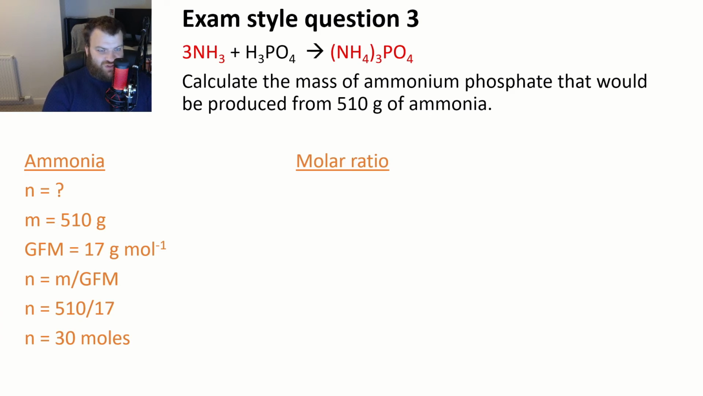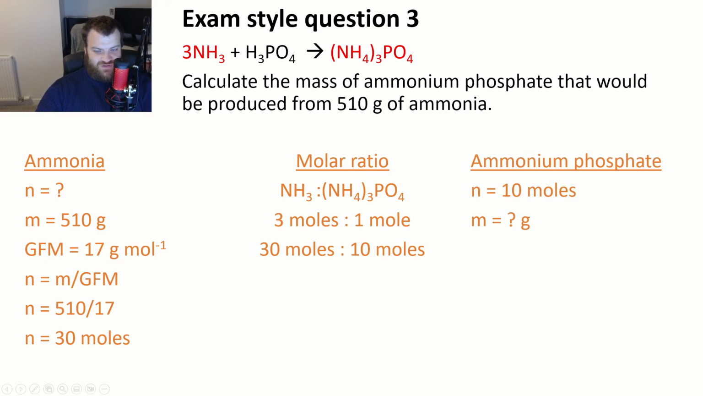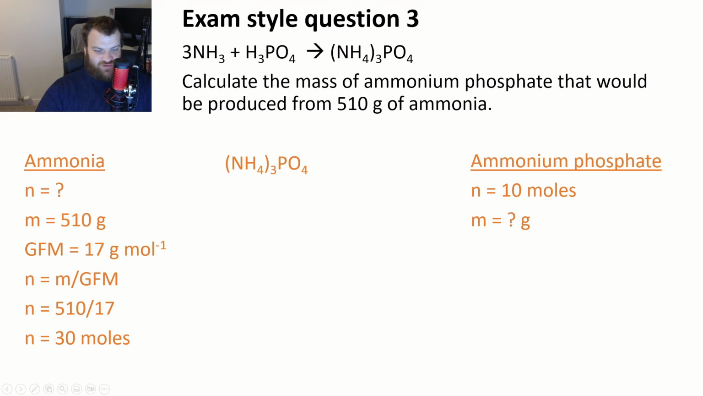Onto our molar ratio, comparing ammonia to ammonium phosphate. This is a 3-to-1 ratio. Therefore, our 30 moles of ammonia corresponds to 10 moles of ammonium phosphate. In order to work out what mass this corresponds to, we'll have to work out the GFM.